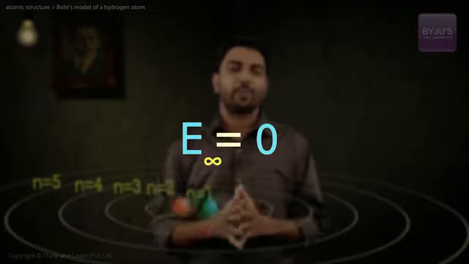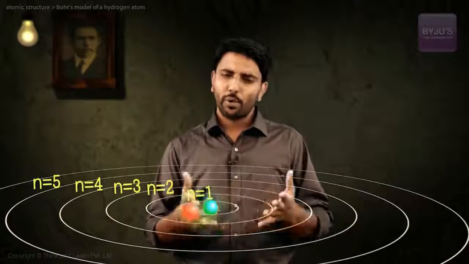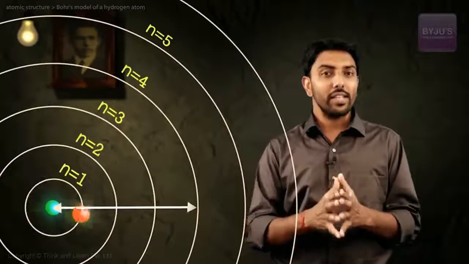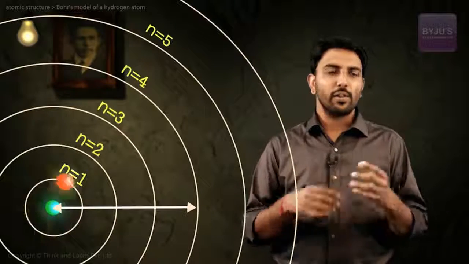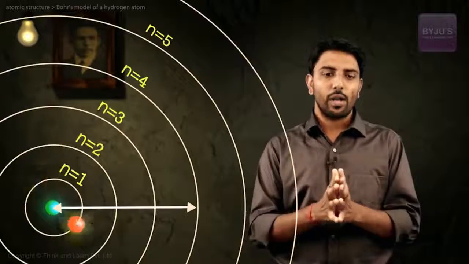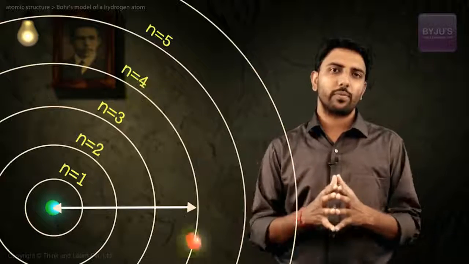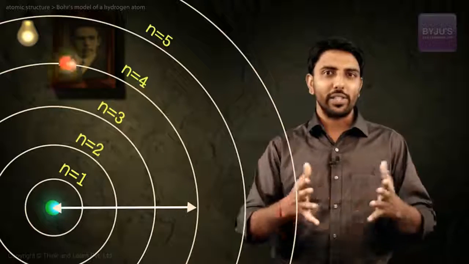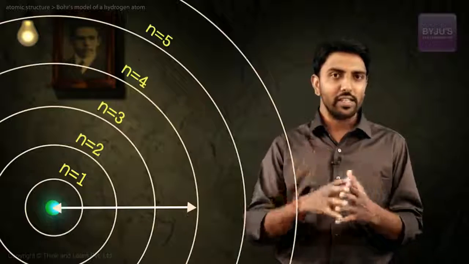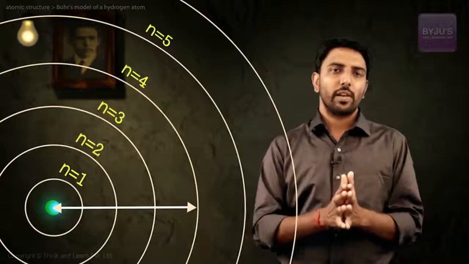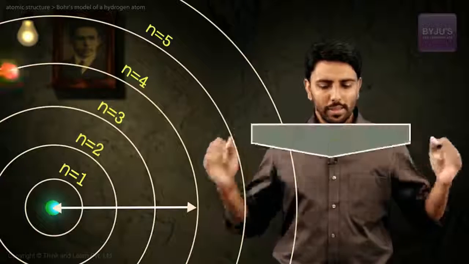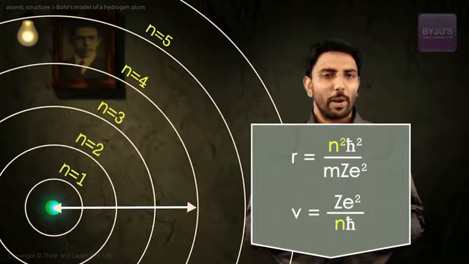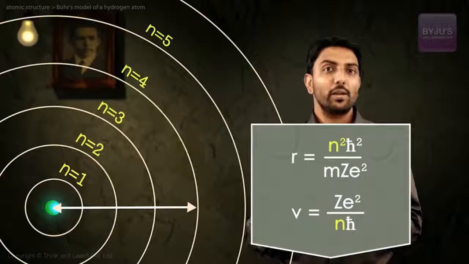Using these assumptions, which are called postulates, Bohr deduced the radius of each stationary state or orbit and also gave an expression for the speed of the revolving electron in that particular orbit. We'll take a look at the formal derivation for the expressions of energy, radius as well as velocity in a separate video, but for now, make a note of these expressions. The parameter n here is the principal quantum number.